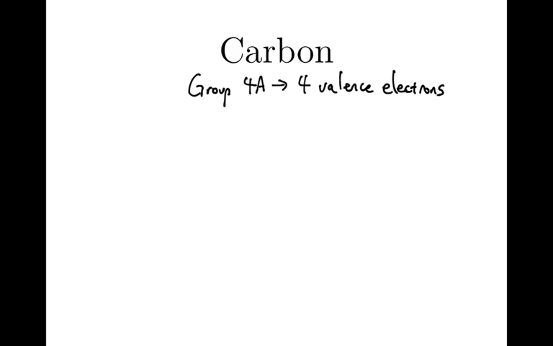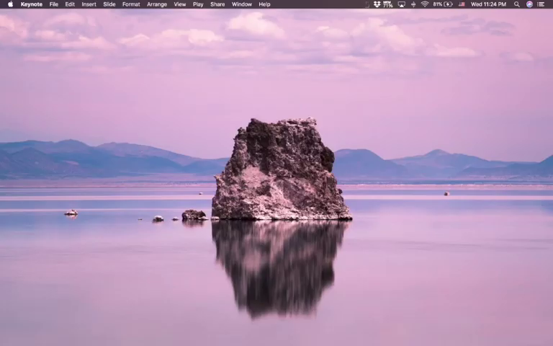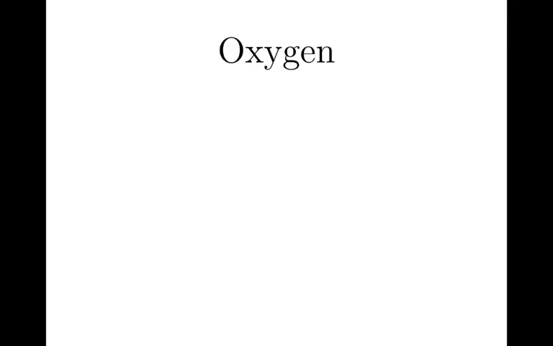The periodic symbol for carbon is capital C, and therefore, since it has 4, we're just going to place 1 on each of the 4 sides. Next, we have oxygen. Oxygen belongs to group 6A of the periodic table, and therefore it has 6 valence electrons.